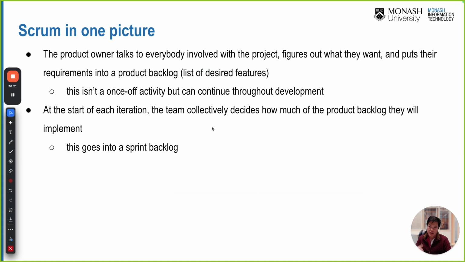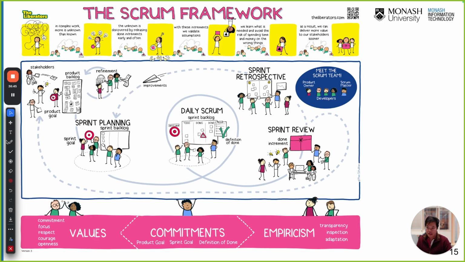Okay, back to this one again. Product owner talks to everybody involved in the project, figures out what they want, puts their requirements into the product backlog. This is not a once off. Okay, it is an iterative, incremental process. For each iteration, the team collectively decides how much of the product backlog they will implement. So that's this part. Okay.